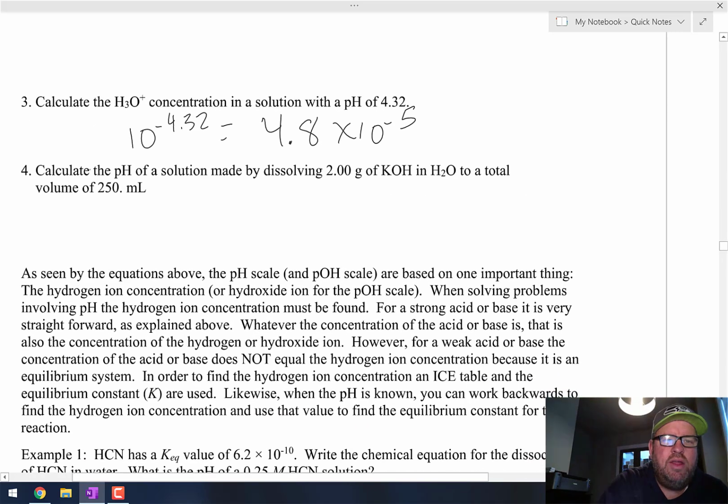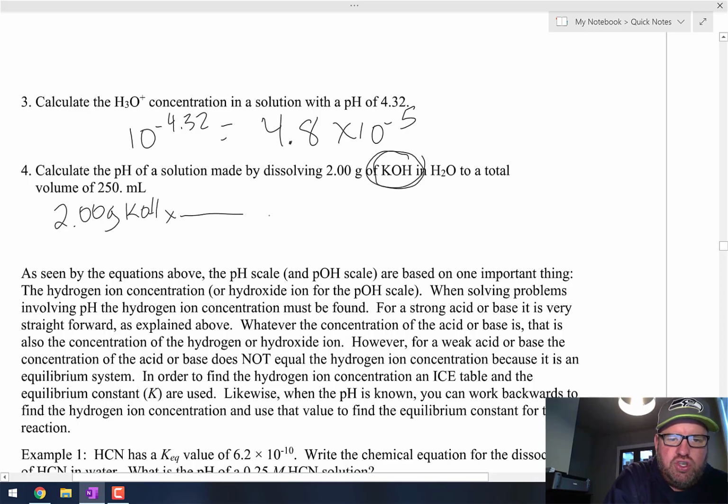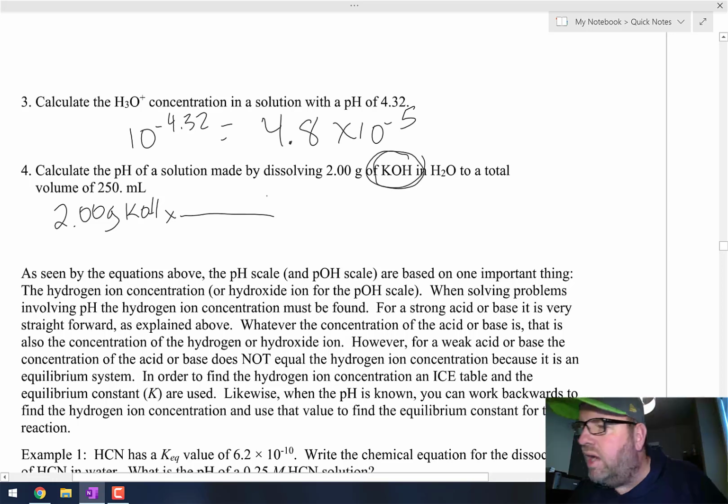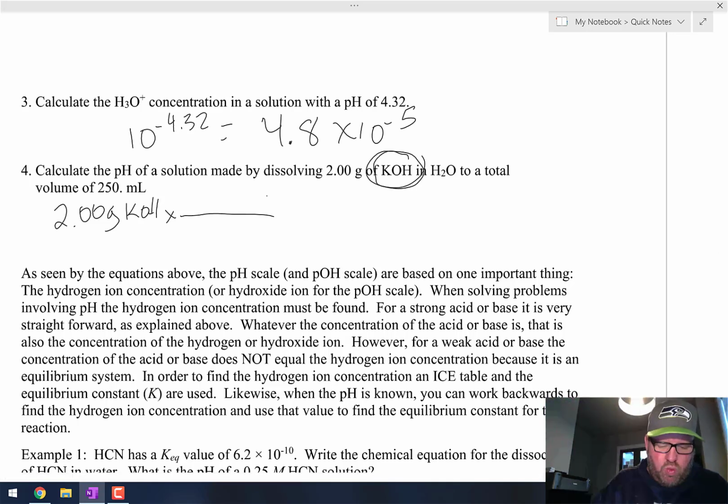And then our final one, calculate the pH of a solution made by dissolving 2 grams of potassium hydroxide in water for a total volume of 250 milliliters. Okay, this one's going to be a little bit interesting. But the first thing we want to do is get the concentration of KOH. So we need to take 2.00 grams of KOH. And then I'm looking at my periodic table. Potassium is 39.1 plus 16 plus 1. So there's 56.1 grams in 1 mole of KOH.